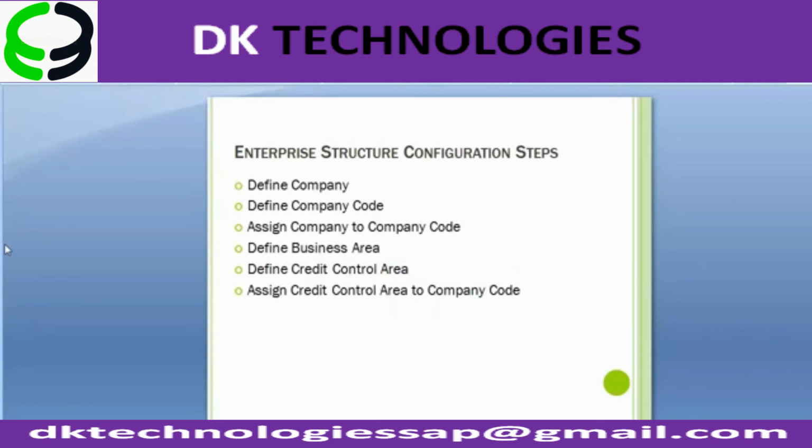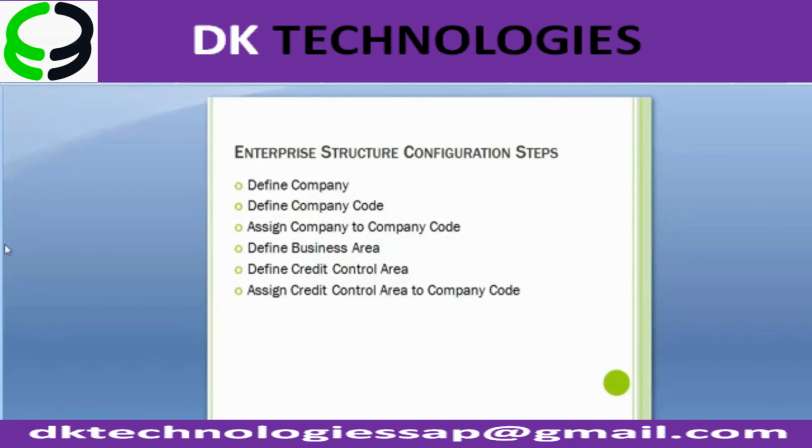So these are the different configuration steps that need to be defined within the enterprise structure. You need to define a company, then define the company code, and put these together as a link so that they can decide among each other how they are related. So we need to assign the company to the company code, then define the business area, then define the credit control area and assign the credit control area to the company code. So let's take this one by one.